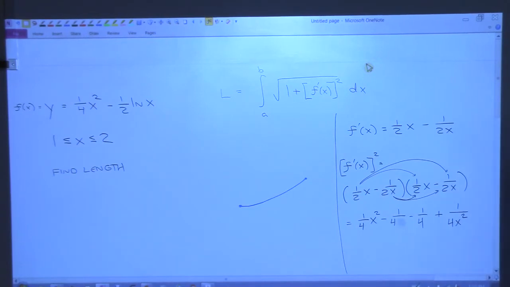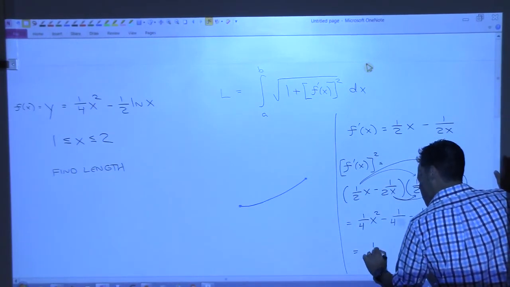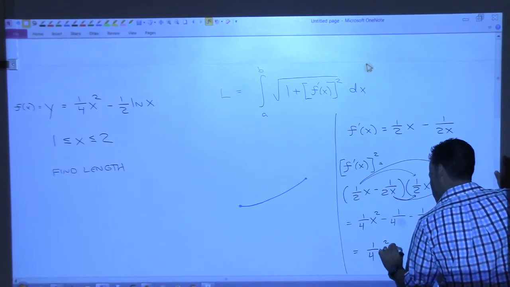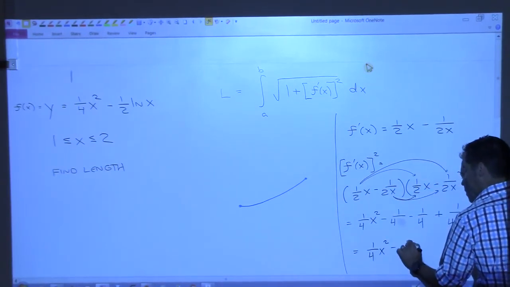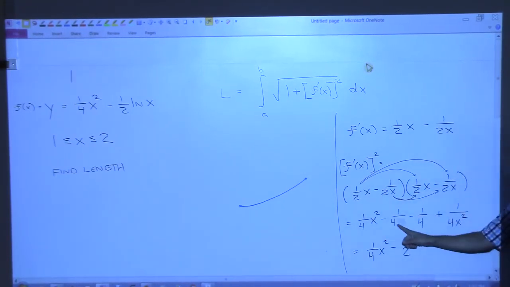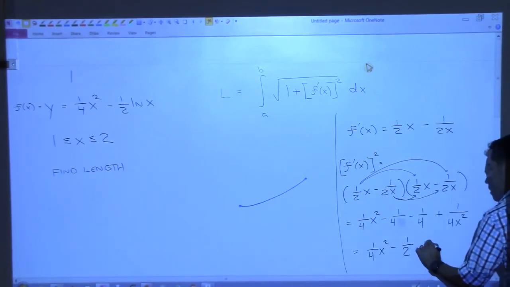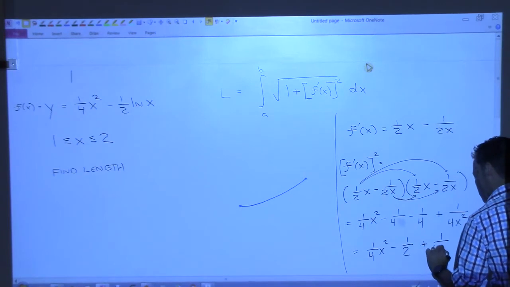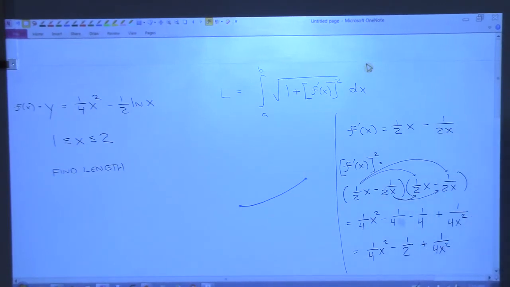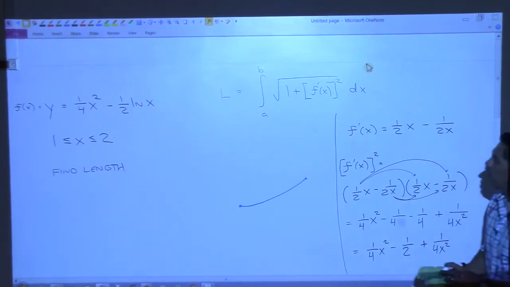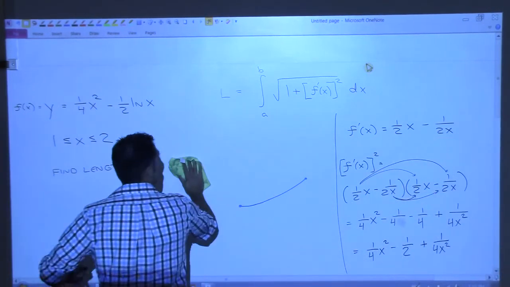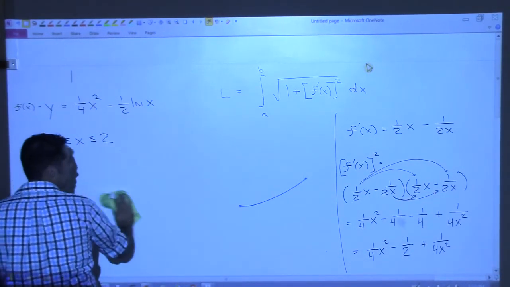And I think if we combine like terms here, or get our constants together, that's minus 1/2, right? Minus 1/4 is minus 2/4, so that's minus 1/2, and plus 1 over 4x squared. All right, there's my derivative squared, right? Okay, so I think I'm ready to go into my formula here, or not go into the formula. Actually, I'm not ready to go to the formula.